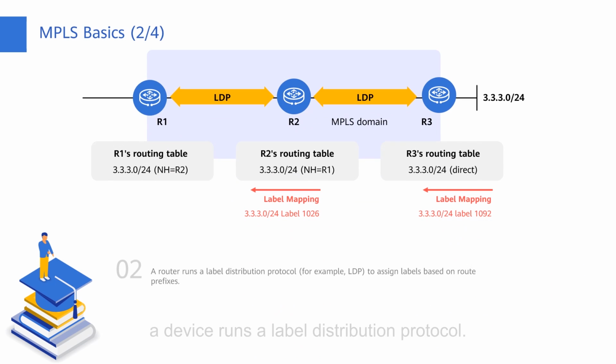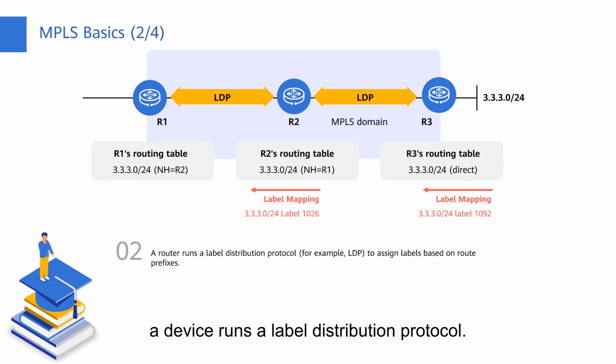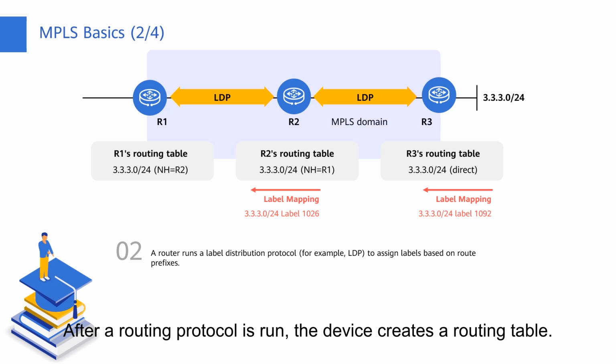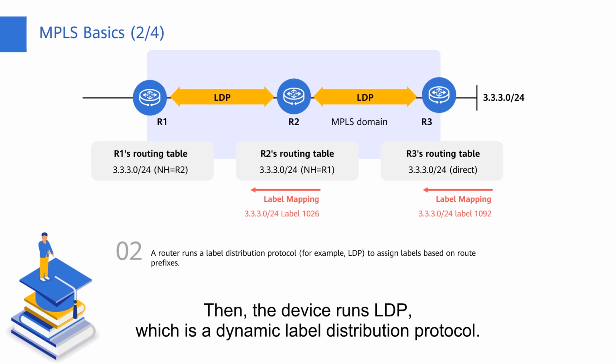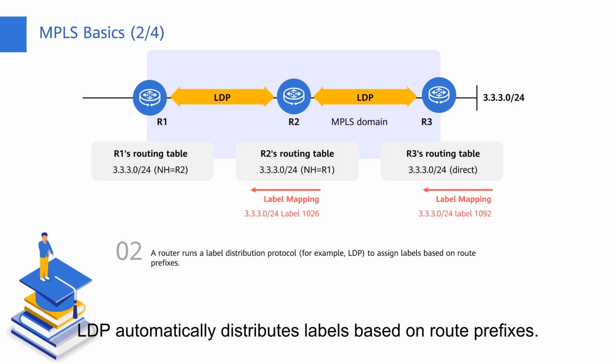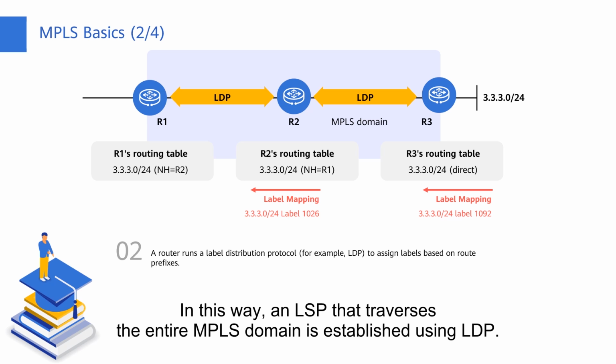After learning routes, a device runs a label distribution protocol. In this example, a dynamic LSP is established. After a routing protocol is run, the device creates a routing table. Then, the device runs LDP, which is a dynamic label distribution protocol. LDP automatically distributes labels based on route prefixes. In this way, an LSP that traverses the entire MPLS domain is established using LDP.